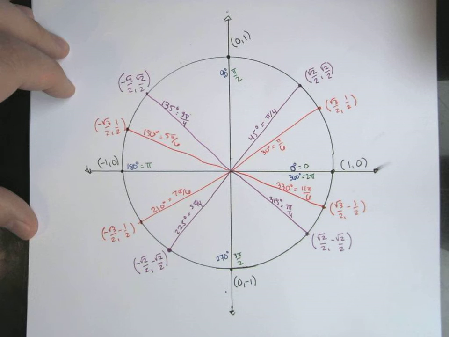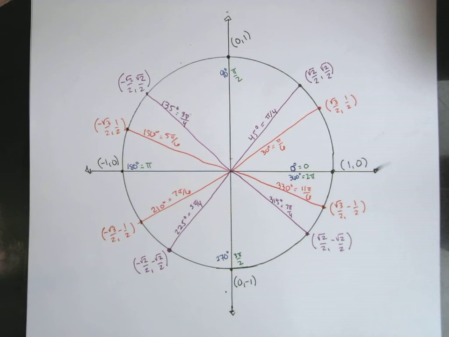So we get this nice correspondence. So all these red angles, all these red positions are my 30-degree angles.